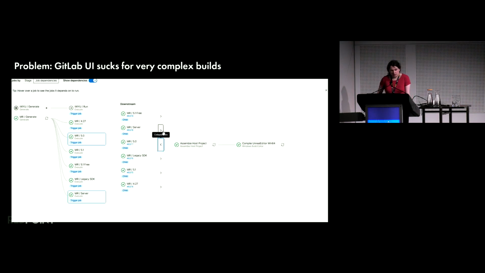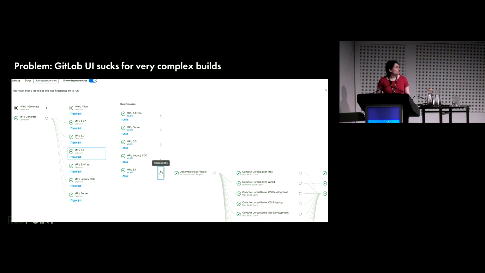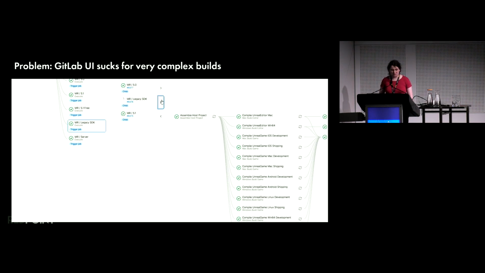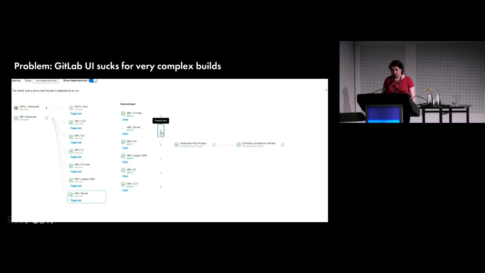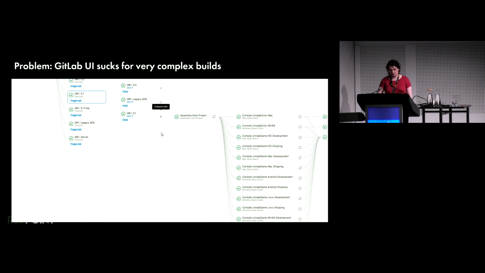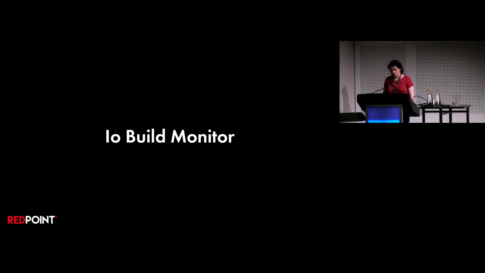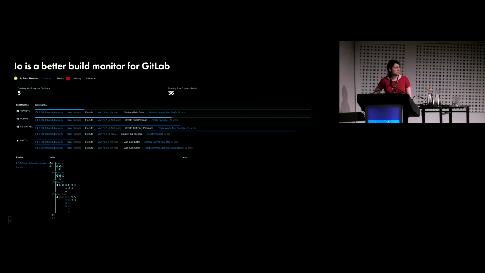So that's all nice, but at least in my case, the GitLab UI kind of sucks for complex builds because you've got to awkwardly click through to all of these subgraphs to see what went wrong, and that is not great for being effective. So I built a better build monitor for GitLab, which looks like this. And the nice thing about this is that it will show you all the progress of all the builds on all the build servers and give you estimates of how long the build will take.